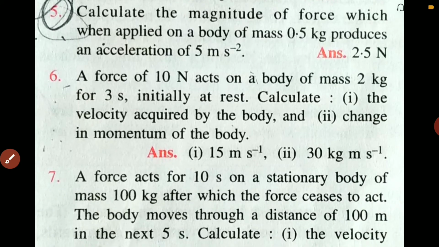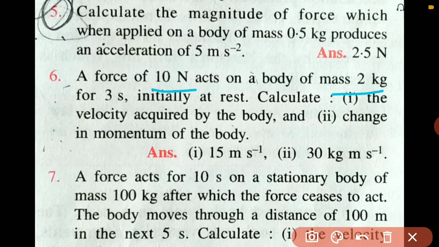Let us go to the next question, which is question number 6. A force of 10 Newton acts on a body of mass 2 kg. So things given to us: force and mass, for 3 seconds. A new thing is given to us here. For how many seconds? 3 seconds. Initially at rest. Again u equals 0. Calculate the velocity acquired by the body and the change in momentum of the body.